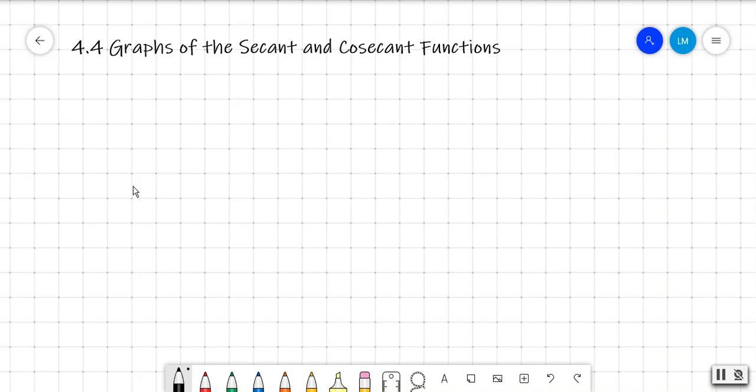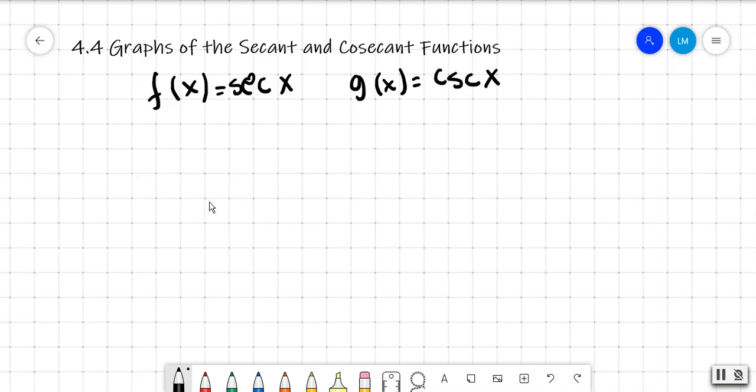Hello, in this section I'm going to look at the graphs of secant and cosecant. One way to look at it is that you have two different types of functions. You have f of x equals, let's say, secant of x, and then you also have g of x equals cosecant of x. Now, one way we can approach this is to determine what some restrictions to secant of x are.